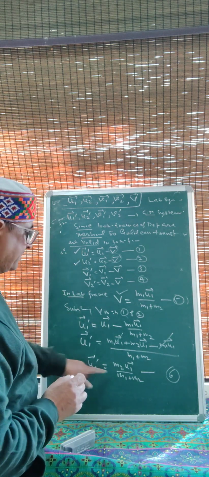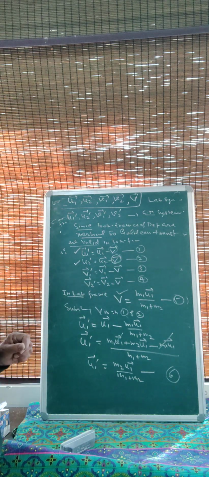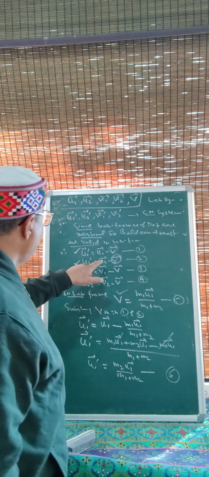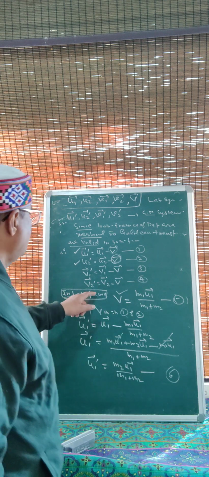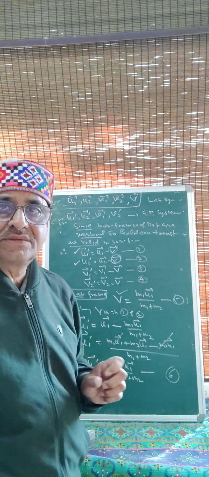यहाँ पे u1 dash की वैल्यू आपके पास ये आ गई. Now substitute v in equation number 2. In equation number 2, now you see we are talking about now first in lab system. ये आप लैब सिस्टम की बात कर रहे हो. तो लैब सिस्टम में u2 की वैल्यू क्या होती है?